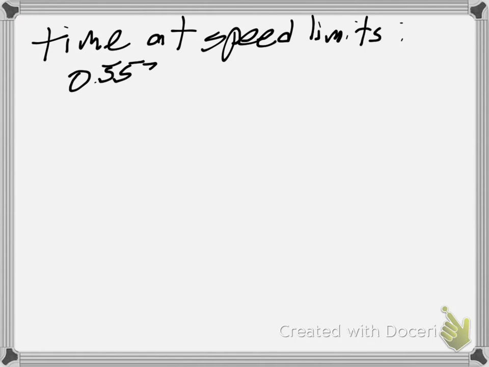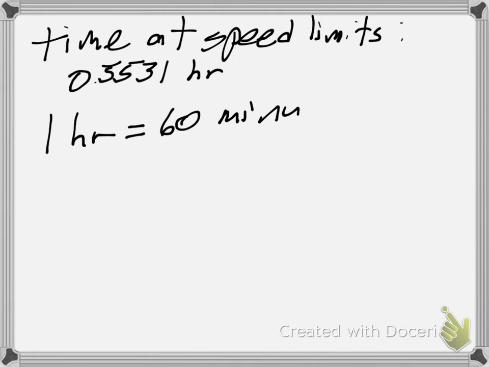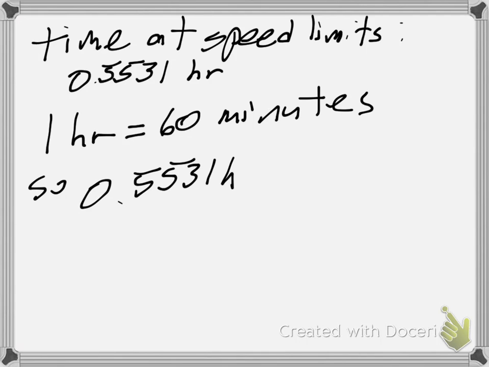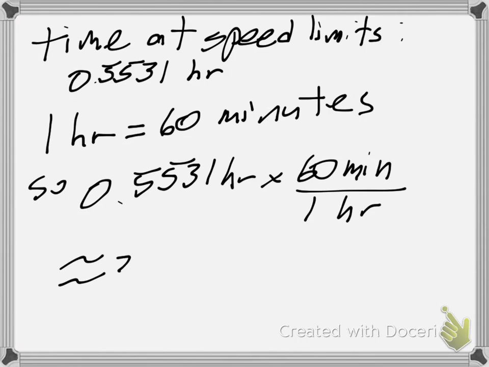What we want to do is look at what this is in minutes. And so we're going to have to convert that 0.5531 hours into minutes. And so we know that 1 hour is equal to 60 minutes. And so we're just going to see how many times do we have 60 minutes. Well, a little over half a time. So 0.5531 times 60 gets us approximately, if you round off to the nearest minute, approximately 33 minutes.